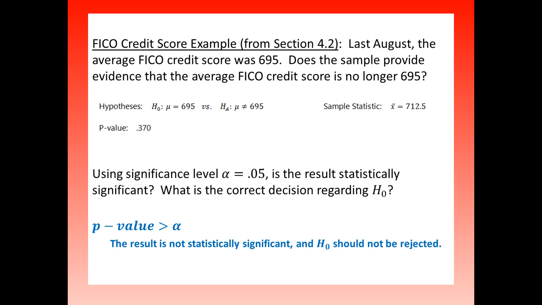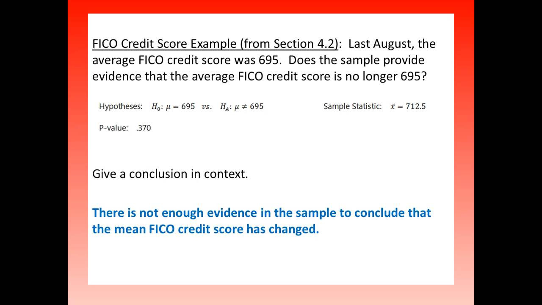Now we're going to go through the conclusions for some of the examples from the previous section. The FICO credit score example, we ended up with a p-value of 0.37. So if we're using significance level 0.05, 0.37 is certainly bigger than 0.05, so we can't reject the null, and we don't have a statistically significant result. That's really about it for putting a conclusion together. To write out a full formal conclusion is a little bit more work, but that's effectively the idea right there. To add in the context and write out the conclusion a little more formally, we could say something like this. There is not enough evidence in the sample to conclude that the mean FICO credit score has changed.